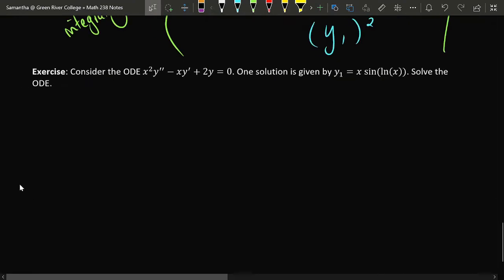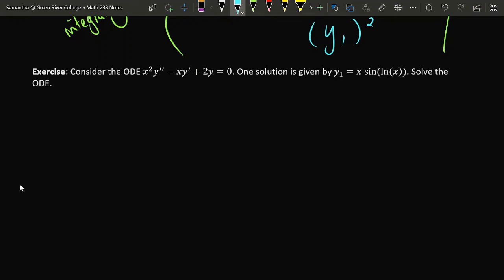Let's go ahead and see this formula in action in the following exercise. We're given the ODE x squared y double prime minus xy prime plus 2y equals 0. Someone did the work and figured out somehow that x times sine of natural log of x was one solution to this equation. So let's go ahead and figure out the other solution so that we can completely solve the ODE.